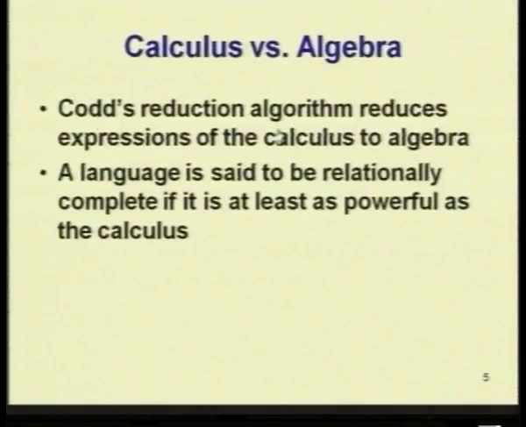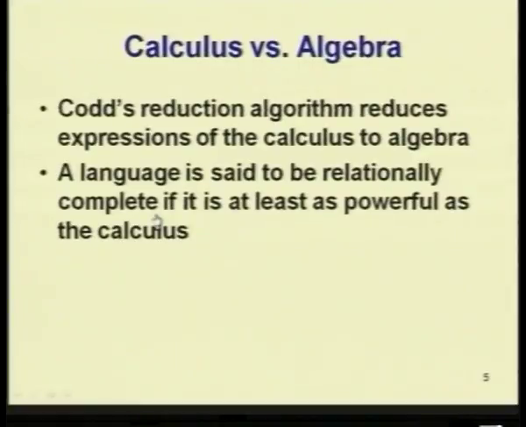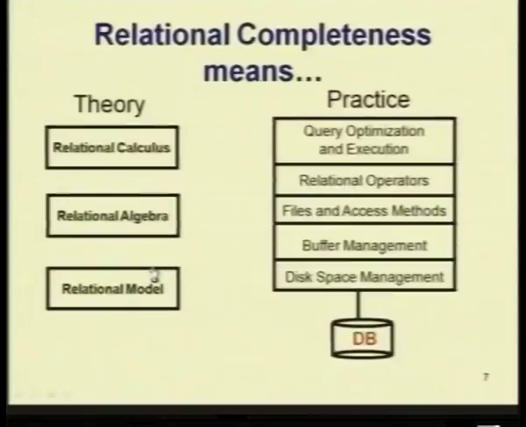Now, let us look at the difference between calculus and algebra. Codd's reduction algorithm reduces expressions of calculus to algebra. So whether you do it in calculus or in algebra, you are able to express the same thing because they are considered equivalent. But the declarative methodology is another thought process itself. A language is said to be relationally complete if it is at least as powerful as the calculus. The expressiveness of a language is decided by its formal model. Algebra is also relationally complete, and Quel, another language based on calculus, can be applied by implementing the algorithm and the underlying algebra.